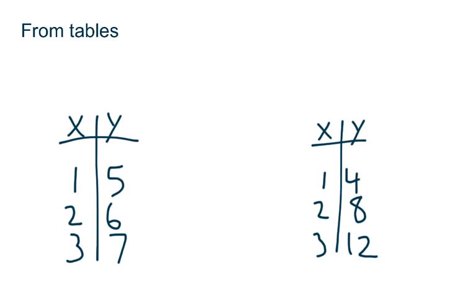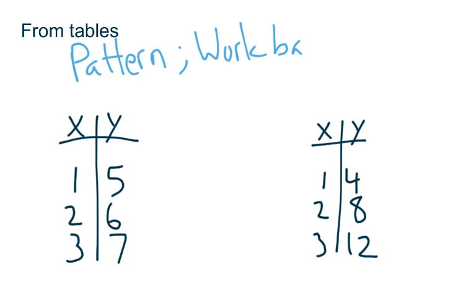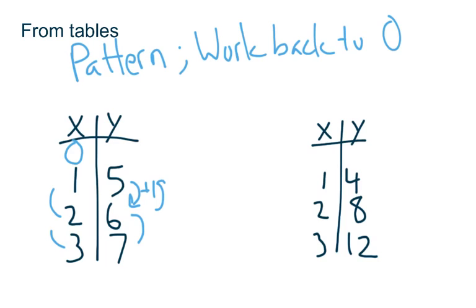Now let's look at tables. So the thing with tables is that they are always going to have a pattern to them. So if you need to, you could use the pattern to work back to 0. So for example here, I'm starting off with two tables that go from 1 to 2 to 3. Well, I notice that I just keep adding 1 each time I do this. Well, that means if I were to go to 0, if I'm going this way, I need to add 1, but if I want to go that way, I subtract 1.